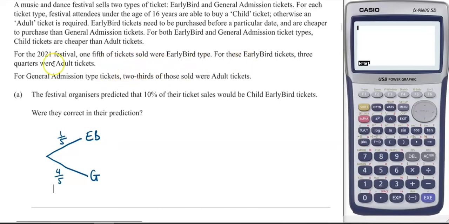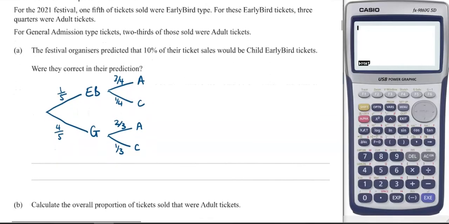And then we've got, of the early bird tickets, 3/4 were adult. So adult, and the rest would be child. So that's 3/4, 1/4. For the general admission, 2/3 were adult. So adult 2/3, and child was 1/3.